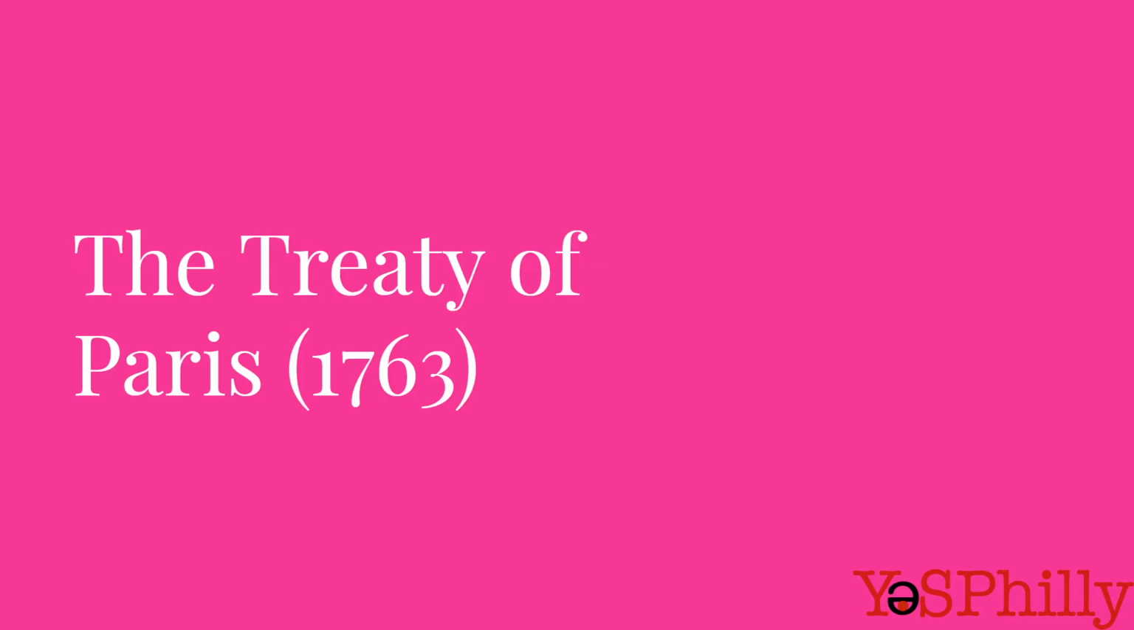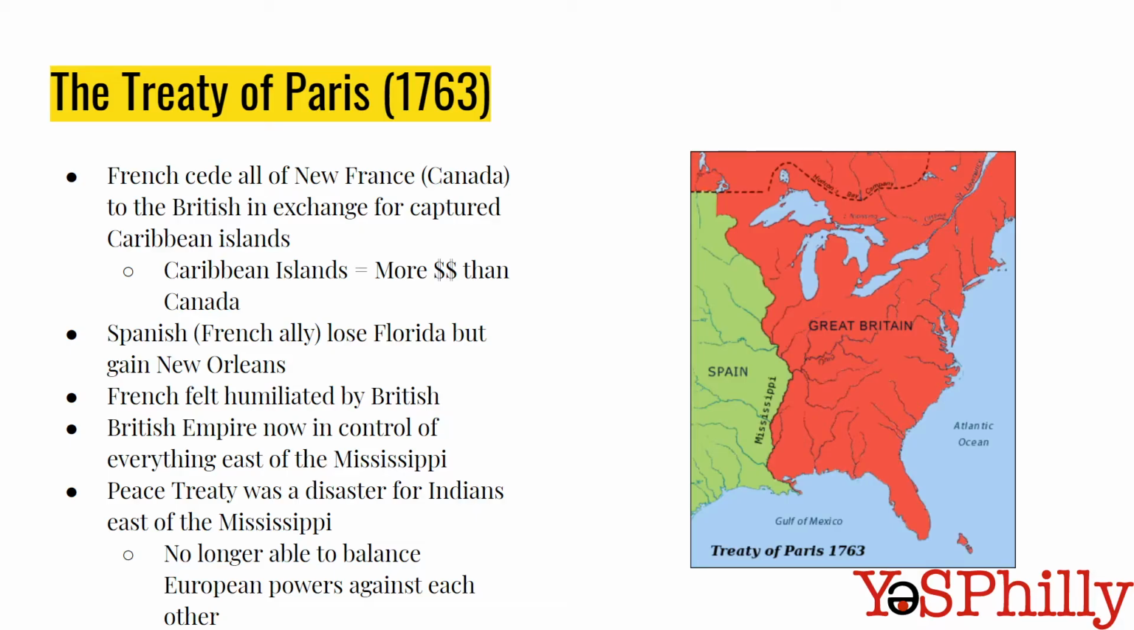That's going to lead us into the second long-term big-picture cause of the American Revolution, which is the Treaty of Paris of 1763. So, the Treaty of Paris is the peace treaty that ends the war.